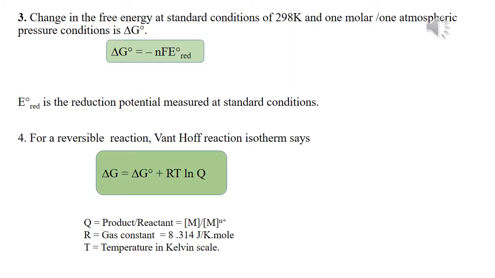Change in free energy at standard conditions, that is at 298 Kelvin and 1 molar, 1 atmospheric pressure, is taken as delta G0. So we can write the equation for delta G0 as delta G0 equal to minus nFE0. E0 is the reduction potential measured at standard condition. For a reversible reaction, Van't Hoff isotherm says that delta G equal to delta G0 plus RT ln Q. Here Q is the reaction quotient, R is the gas constant and T is the temperature in Kelvin.